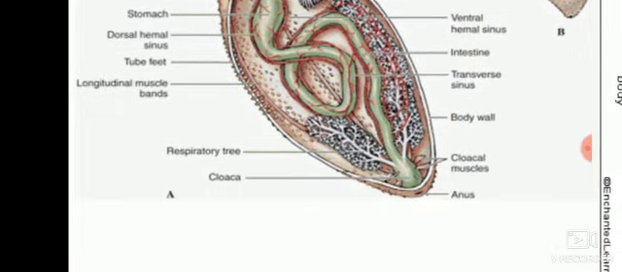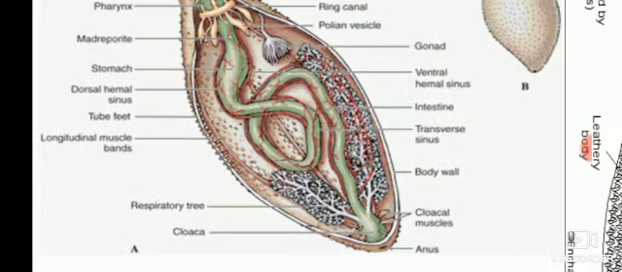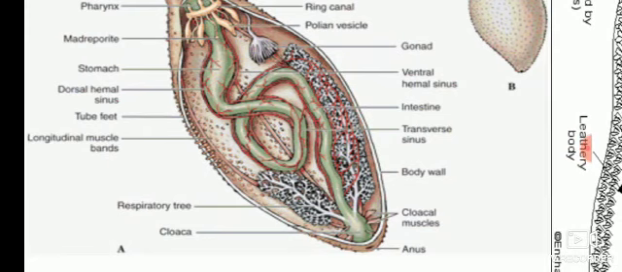Here in the end, a respiratory tree and the cloaca are present. The respiratory tree, as we know, is used for respiratory purposes, for breathing. They use these hollow branched organs, which lie in the body cavity alongside the intestine. That is the respiratory tree.